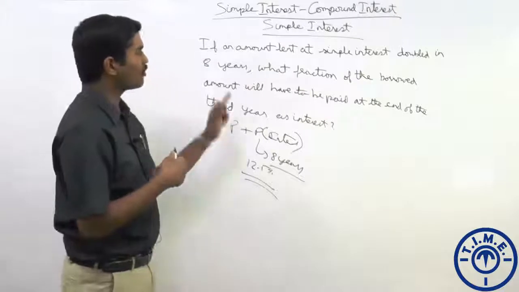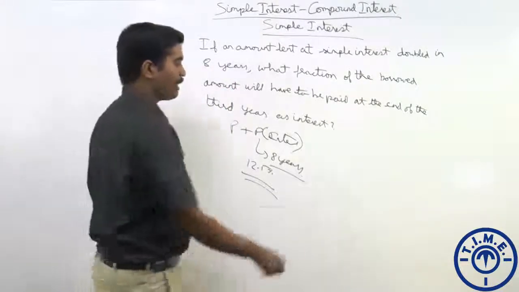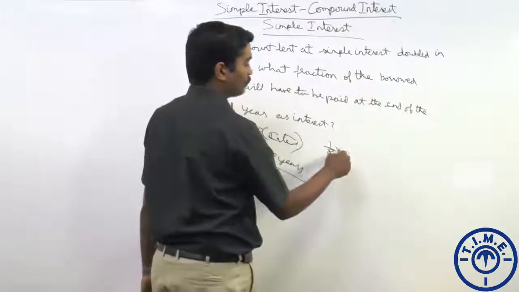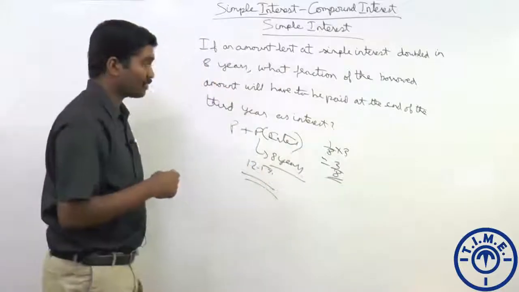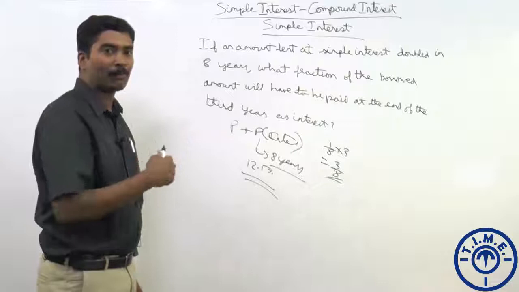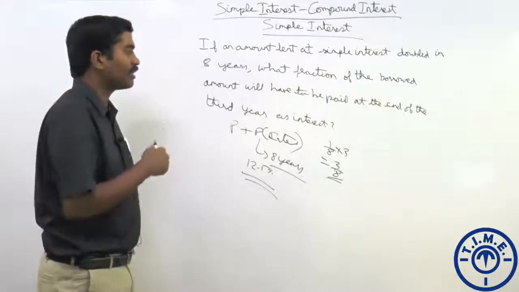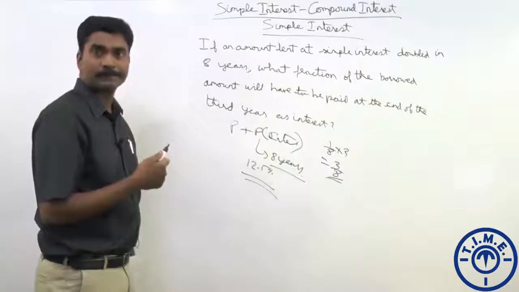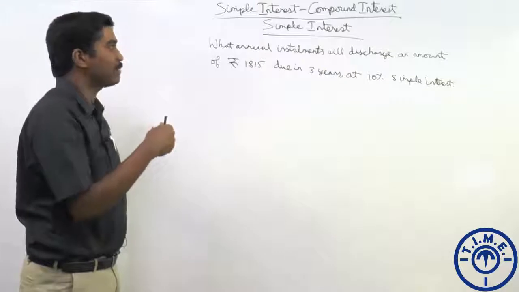Now, the question is, what fraction of the borrowed amount will have to be paid at the end of the third year? Each year I am paying 1/8. At the end of 3 years, I will be paying 3/8. Now, to answer the question, what fraction of the borrowed amount will have to be paid? 3/8 of the borrowed amount or 3/8 of the principal will have to be paid at the end of the third year as interest.